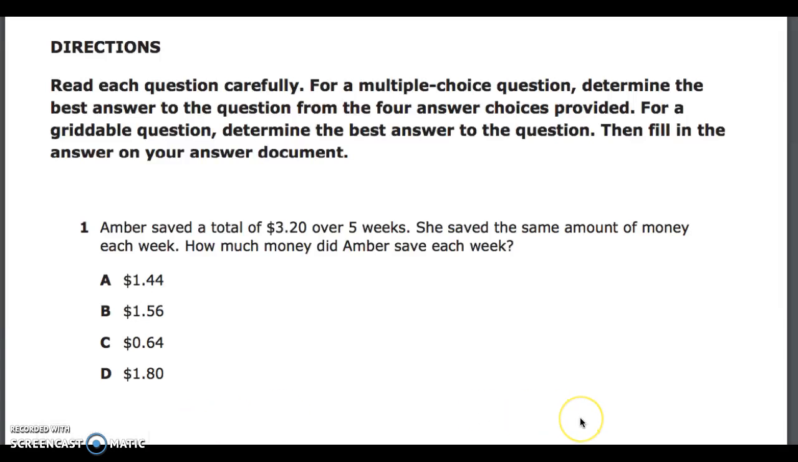Number 1. Amber saved a total of $3.20 over 5 weeks. She saved the same amount of money each week. How much money did Amber save each week?